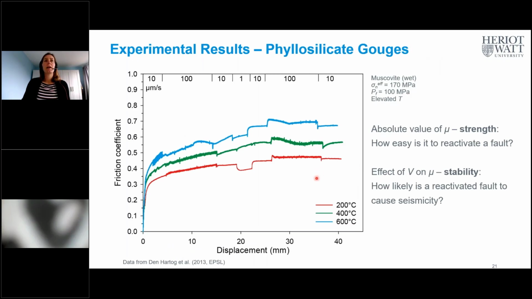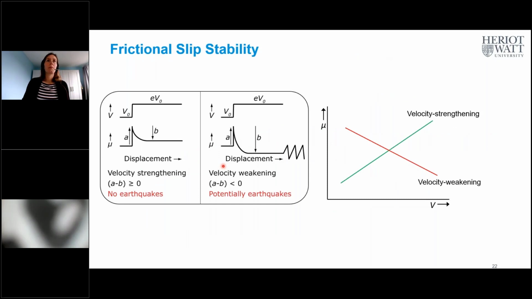Okay, so if we now go back at this typical example of results from friction experiments, you've probably noticed that there are these steps in the friction coefficient. Well, those are related to steps applied in the slip velocity, and they tell you something about the stability of sliding. So how likely is it that a reactivated fault will actually cause seismicity? So how do we interpret these steps then? Well, that's probably easiest by looking at these schematic diagrams.